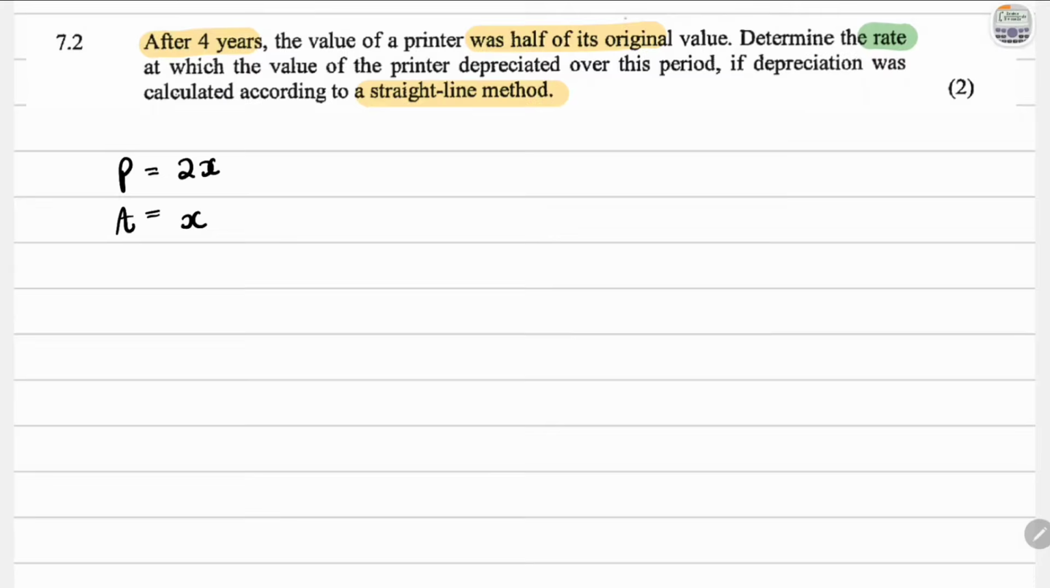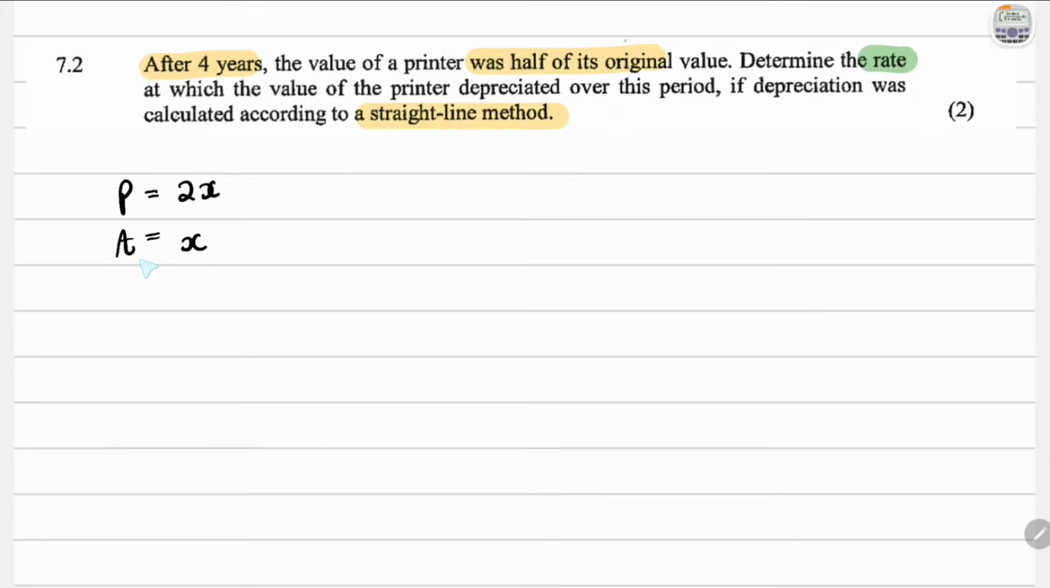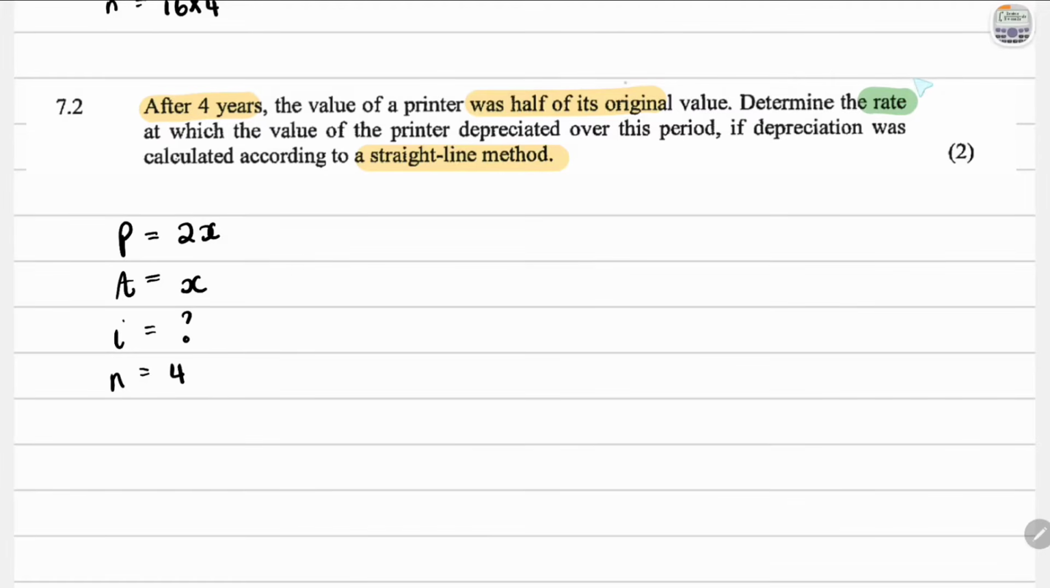Okay, so we're just using straight line decay, or really just simple decay. That's what we're using here. Okay, so we know this, and they told us that it's after 4 years, so we also know what N is. So pain, we know what N is, and we're just trying to find the interest, but we need to also remember to express it as a rate, so as a percentage.